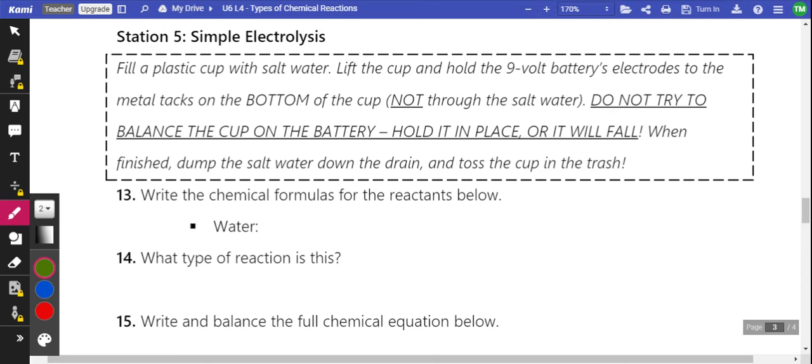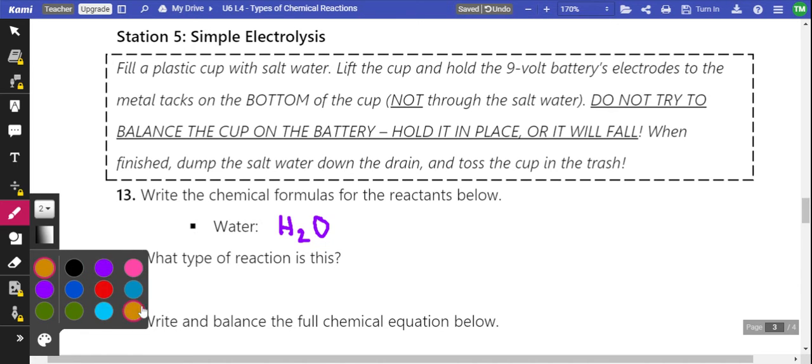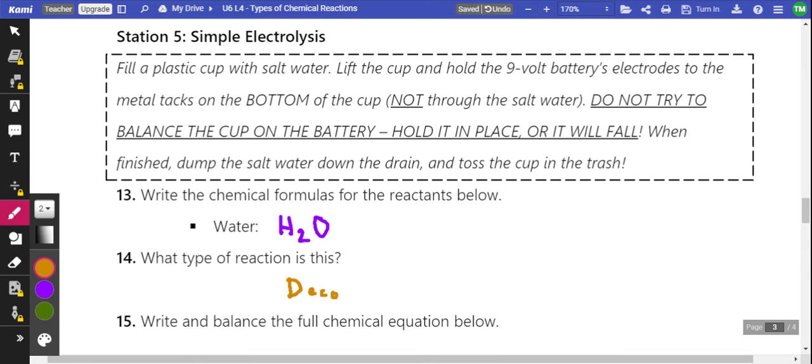Water is H2O. That's really the only thing I have to work with here. So my type of reaction is going to have to be decomposition. That's the only thing that only uses one reactant. It's like a dead giveaway. Decomposition.